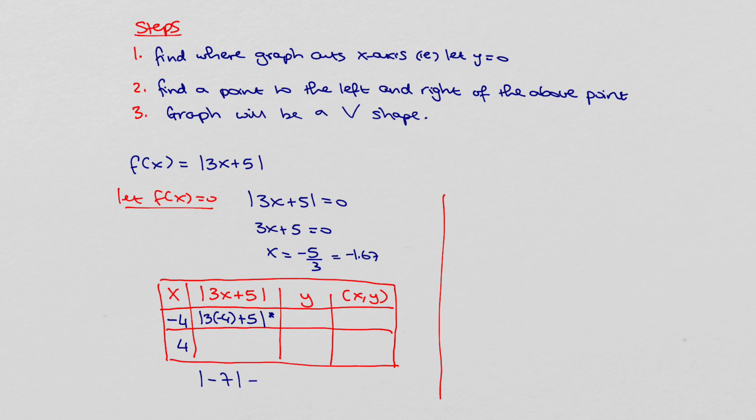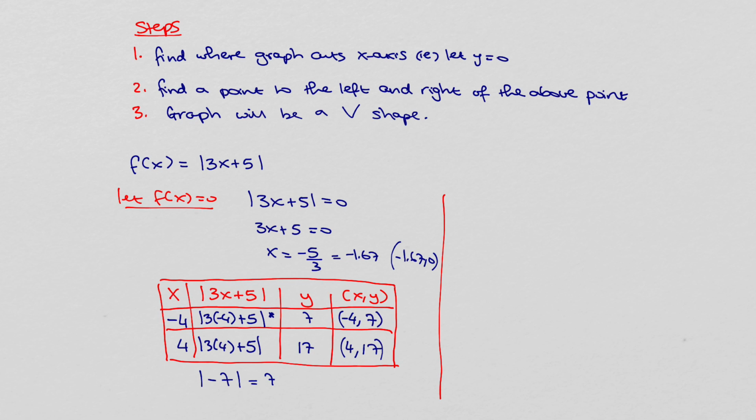But we remember at the start of the video I said that that means that we take the absolute value, which is the positive value, which is 7. So therefore my coordinate is out to minus 4 and up to 7. If I sub in 4, that gives me 3 times 4 plus 5. So this time we get 12 plus 5, which is 17. So that means I'm going out to 4 and up to 17. So now I have 3 points for my graph. I have where it cuts the x-axis, which is minus 1.67 and 0. And then I have my 2 points to the left and the right of that value.